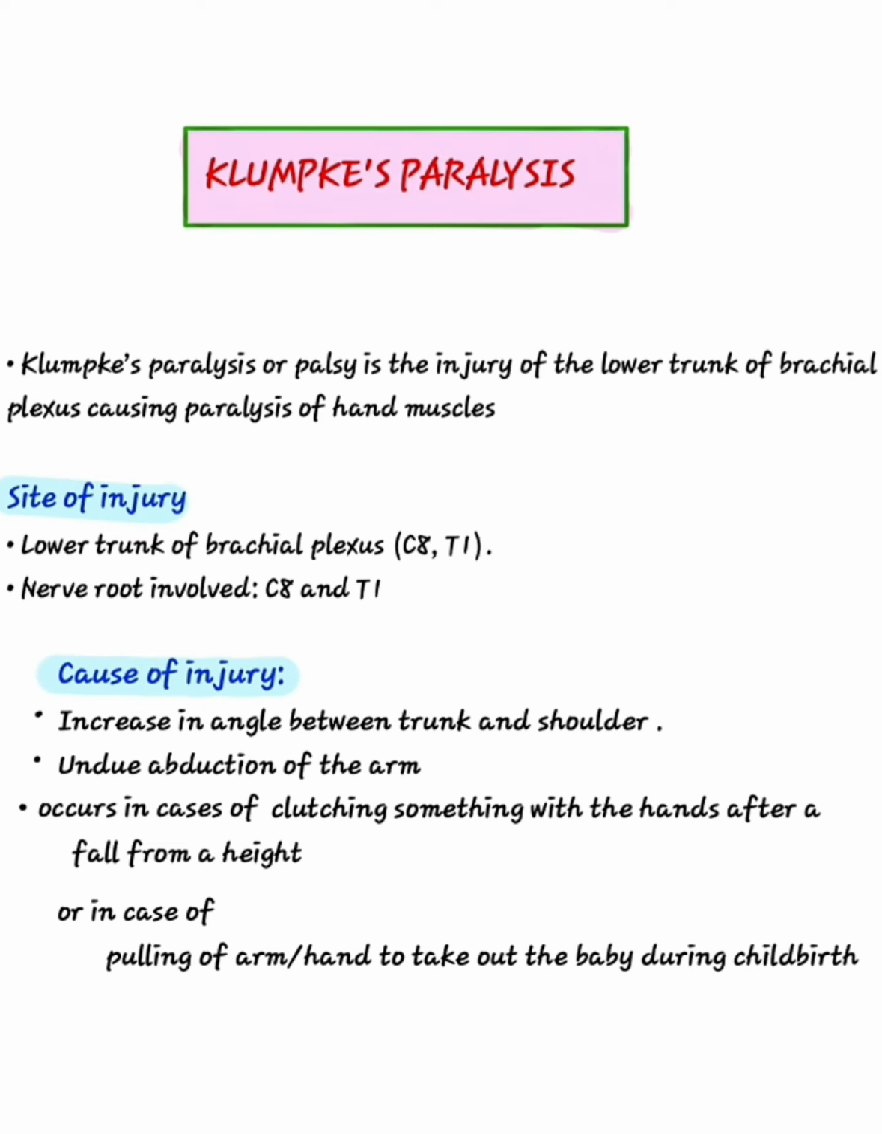Cause of injury: increase in angle between trunk and shoulder due to undue abduction of the arm, due to hyperabduction of the arm. It occurs in cases of clutching something with hands after fall from a height, or in case of pulling of arm or hand to take out the baby during childbirth.